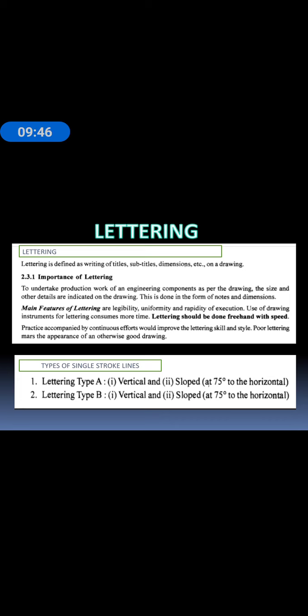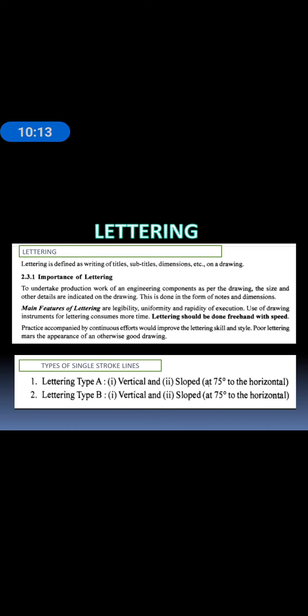Then a little bit of information about lettering. Letters are the most important in our engineering drawing. The importance of engineering letters is to understand the production work of an engineering component. As per the drawing, the size and other details are indicated on the drawing. This is done in the form of notes or dimensions.